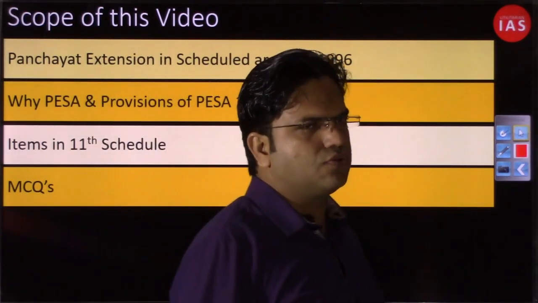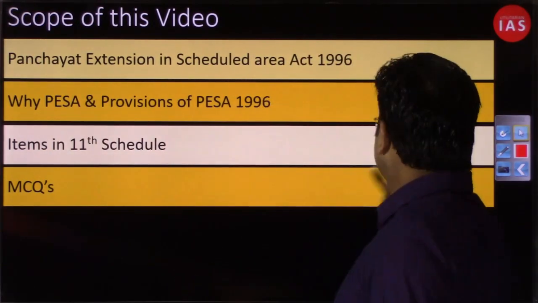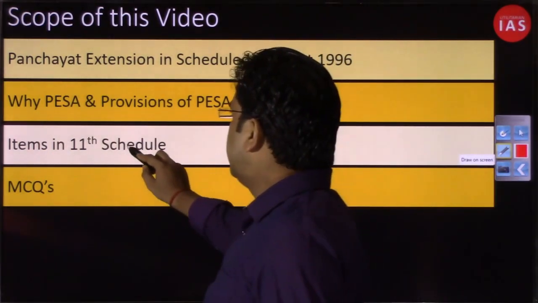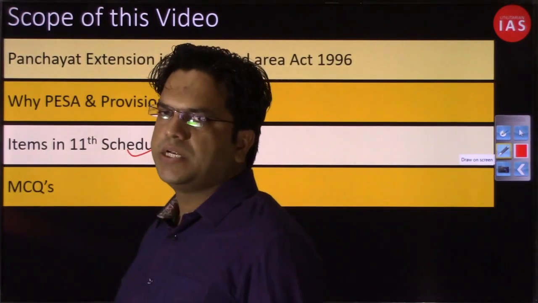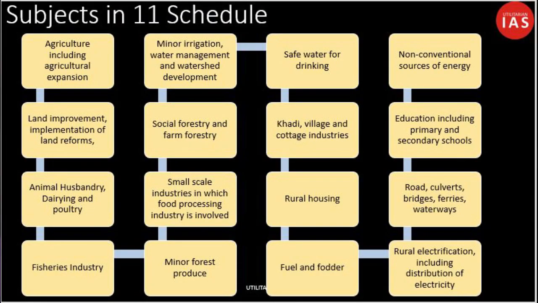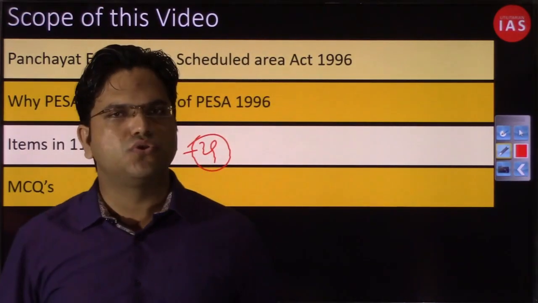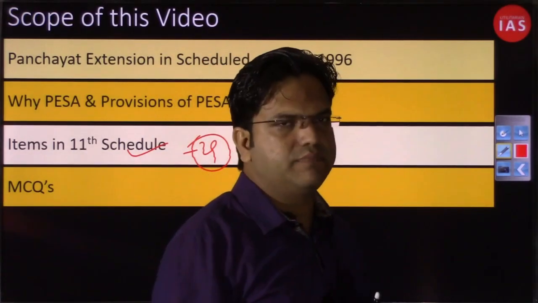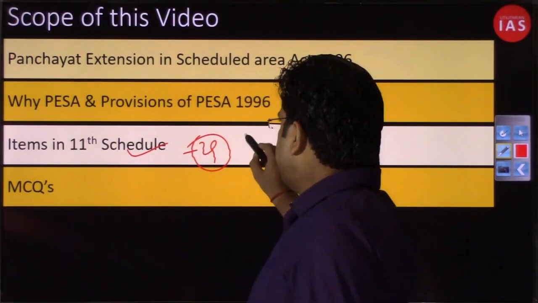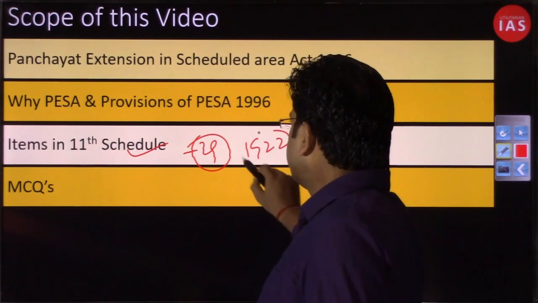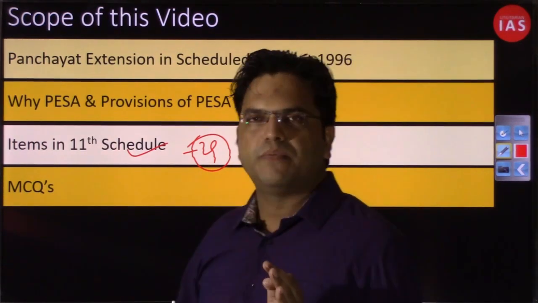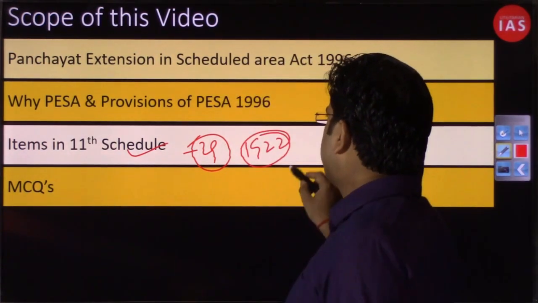The topic that we have chosen for these two videos is items in the 11th Schedule. So there are 29 functional items that are supposed to be transferred. The 73rd constitutional amendment has envisioned, and mind you, I am saying envisioned, that there are 29 items that have been placed in the 11th Schedule, and that are supposed to be transferred from the state subject.